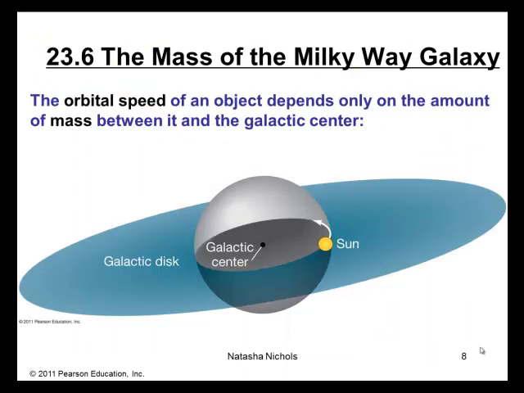So what is the mass of the Milky Way galaxy? The orbital speed of a star or gas cloud moving around the galactic center is determined only by the mass of the galaxy lying inside the orbit, shown here within the gray shaded sphere. Thus, to measure the galaxy's total mass, we must look for objects orbiting at large distances from the center.